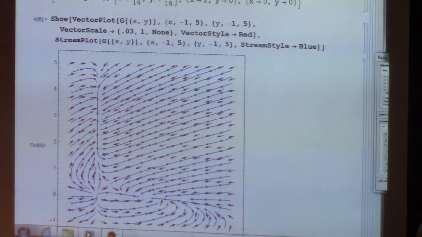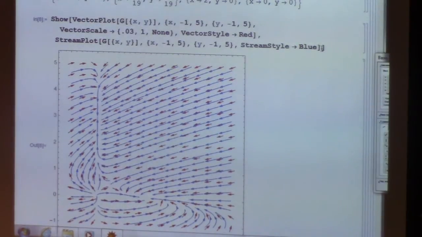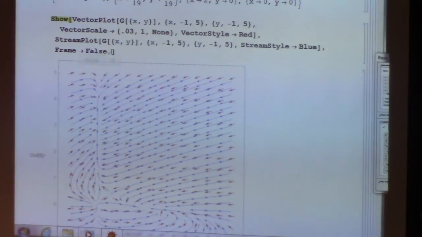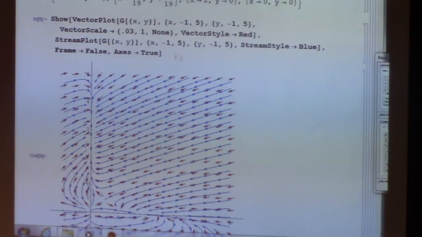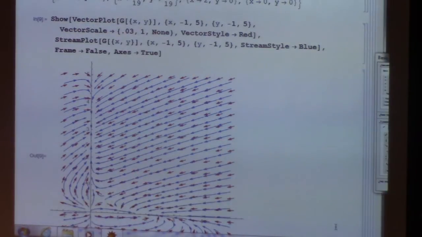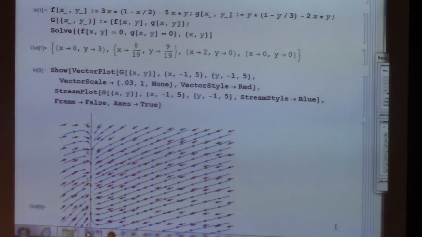We can see it if we add in some more. Let me get rid of the frame though first. Frame arrow false, axis arrow true. I'm putting those things in there. By the way, the axes should be labeled what? T? P? X and Y, yeah, okay.